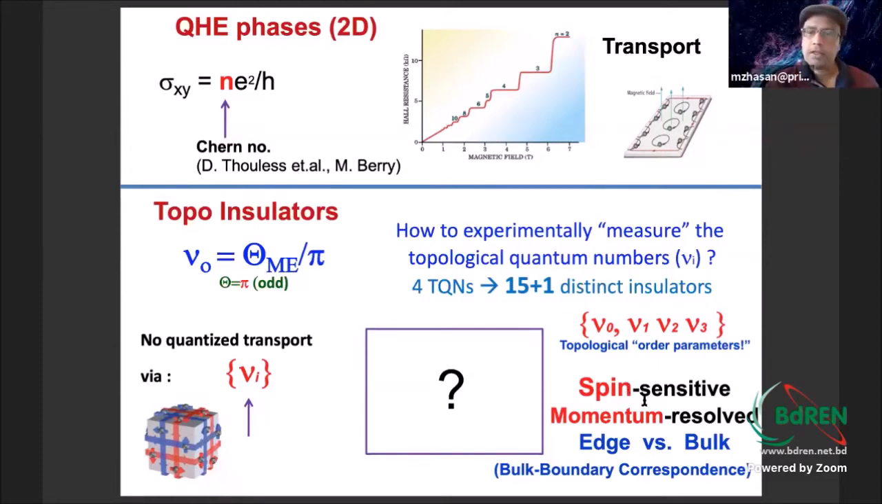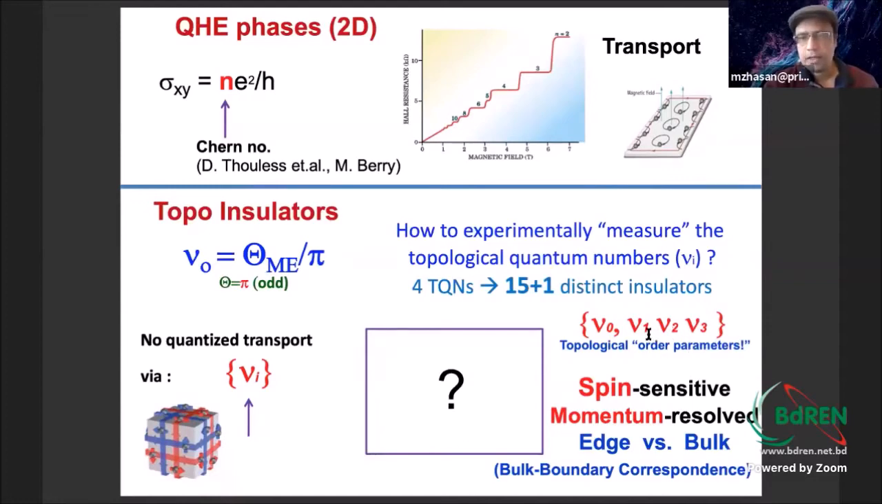Anyway, with this technique the idea is to probe all the degrees of freedom of electrons on the surface and also in the bulk. Then you can do a bulk boundary correspondence, which is the essence of topology.